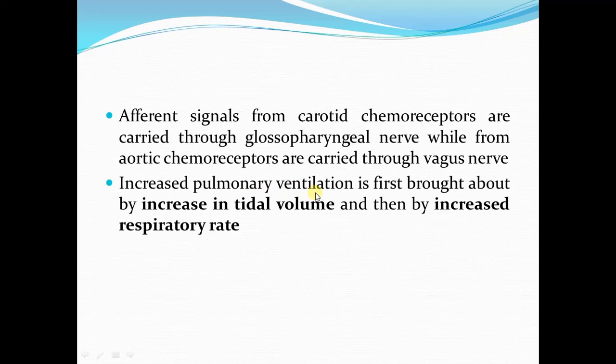This increase in pulmonary ventilation is brought about by an increase in tidal volume first, and then by an increase in respiratory rate. So there is an increase both in the tidal volume and the respiratory rate, which will cause an increase in pulmonary ventilation.